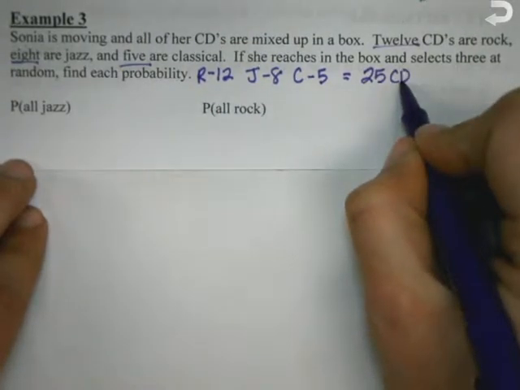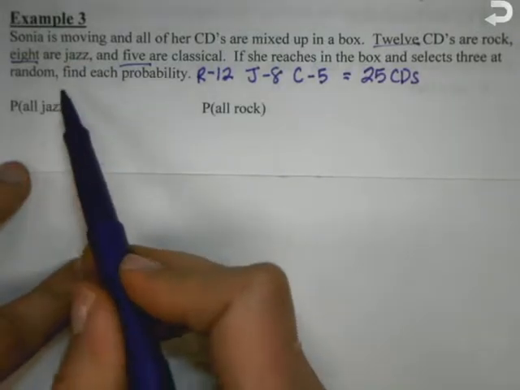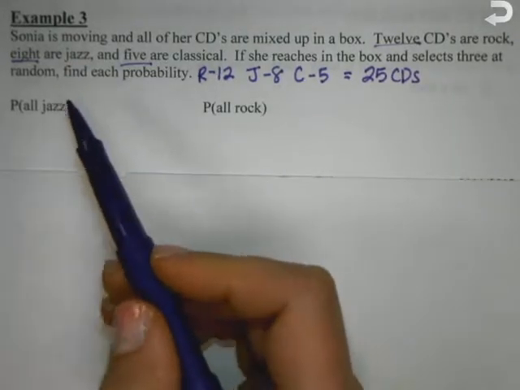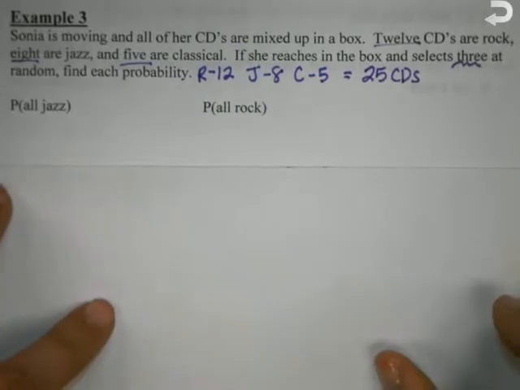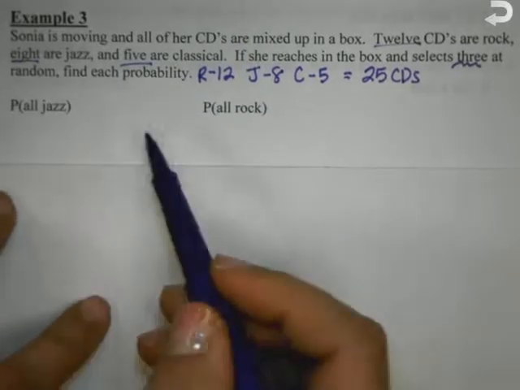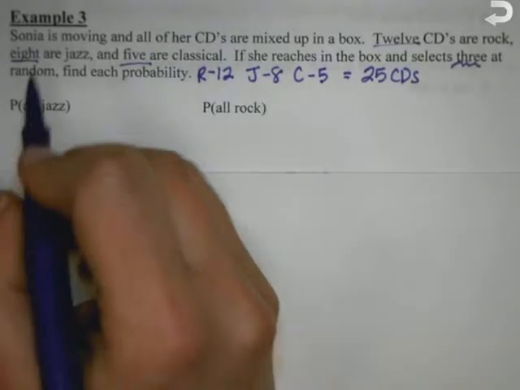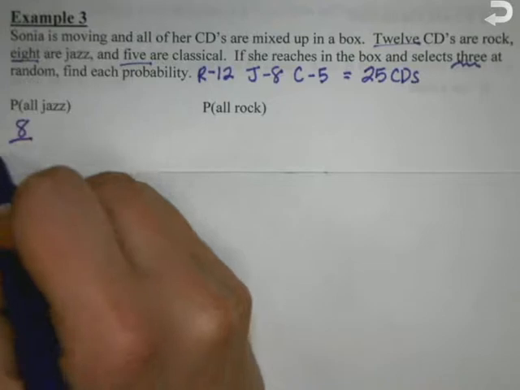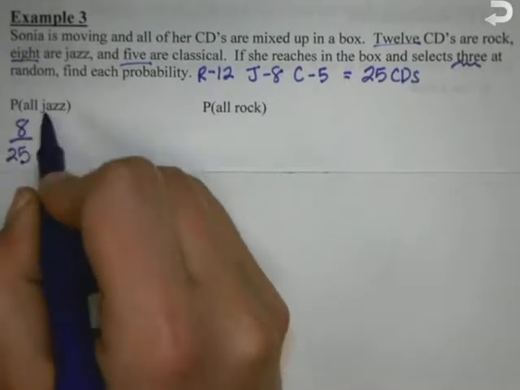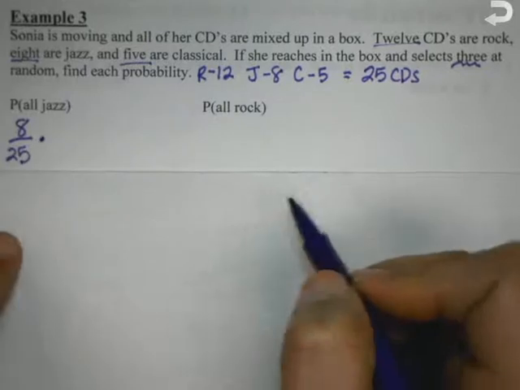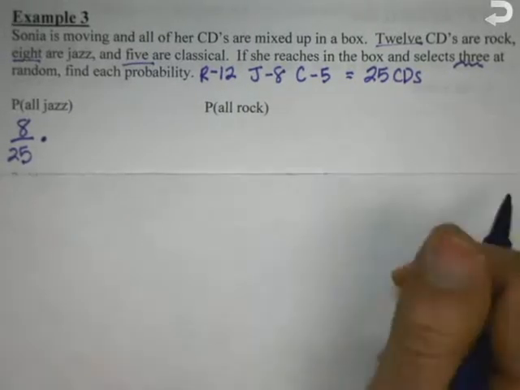She reaches in the box and selects 3 at random. Find each probability. So we're actually selecting 3 different CDs here. And I want to know what the probability of all jazz is going to be. So she has 8 jazz albums. So the probability of pulling the first one jazz is 8 over 25. Now we want all of them to be this certain probability. So that means we're going to multiply. This is an AND situation. The first album is jazz, and the second album is jazz, and the third album is jazz.